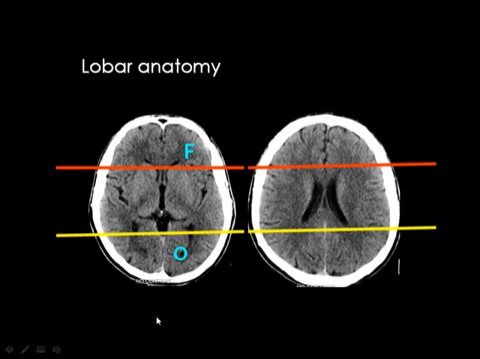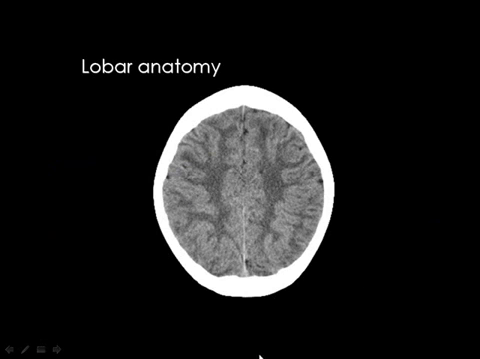Just look at the third ventricle. If you see the third ventricle, you are cutting below. If you don't see the third ventricle, you are cutting above. Then this will be the temporal lobe because of the third ventricle, and this will be the parietal lobe because of the body of the ventricle, and you don't see the third ventricle.